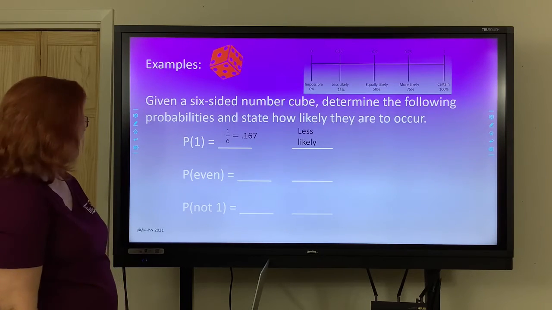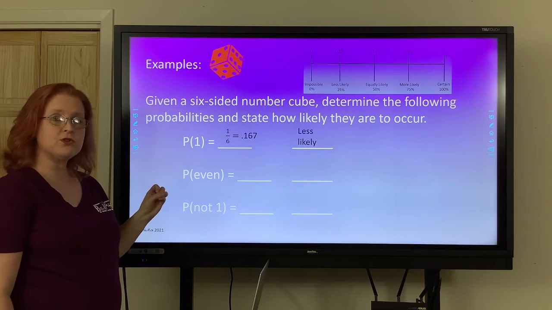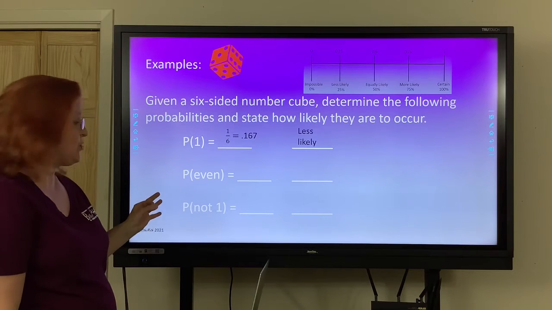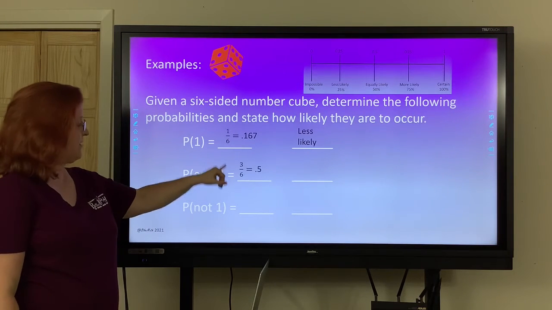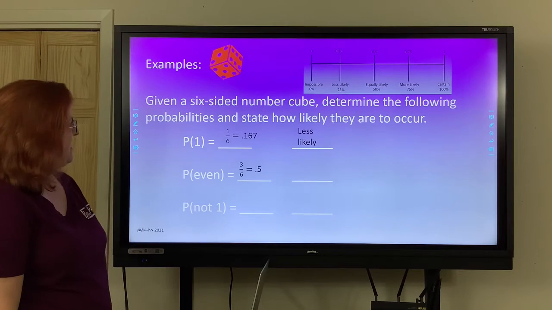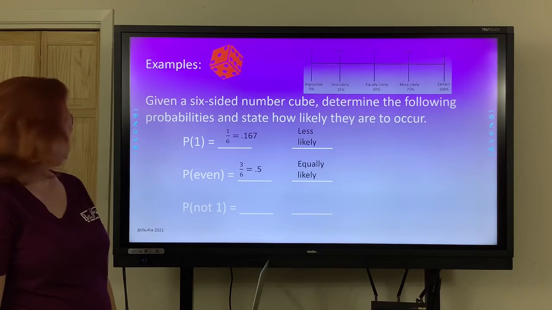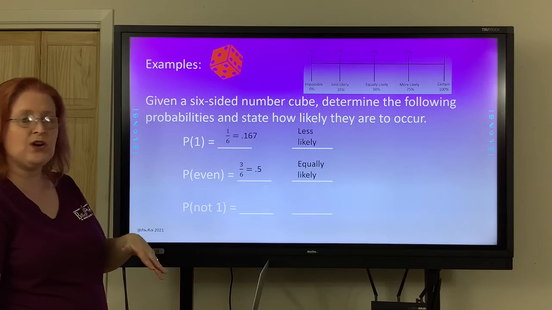All right, the probability of getting an even. Remember, even numbers are the numbers that are divisible by 2, and so that would be 3 out of 6, and if we divide that or reduce it, we get 1/2, which is 0.5, and so it's equally likely. If we roll, we're equally likely to get an even as we are an odd.